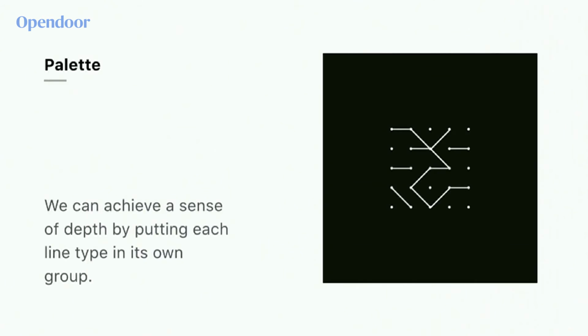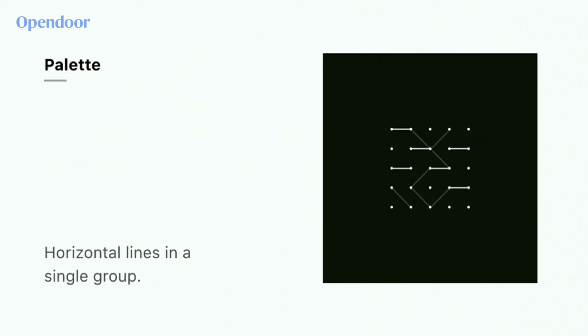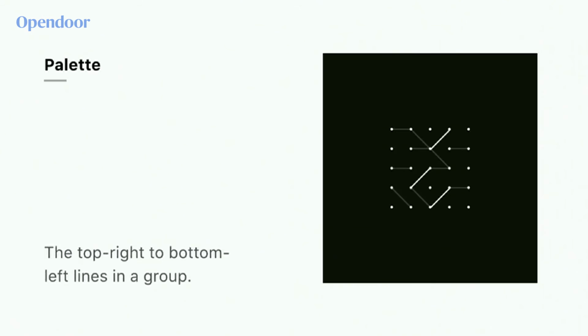We can apply our imagination here to create an illusion of depth. What we'll do is group each of the orientations of lines into separate groups, and then rotate them at different rates to make them seem like they're at different Z indexes from one another. We'll put the horizontal lines in a single group, the top right to bottom left ones in a single group, and the top left to bottom right ones in a single group.